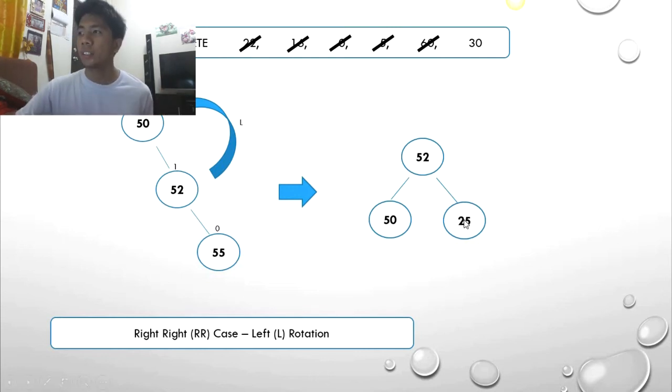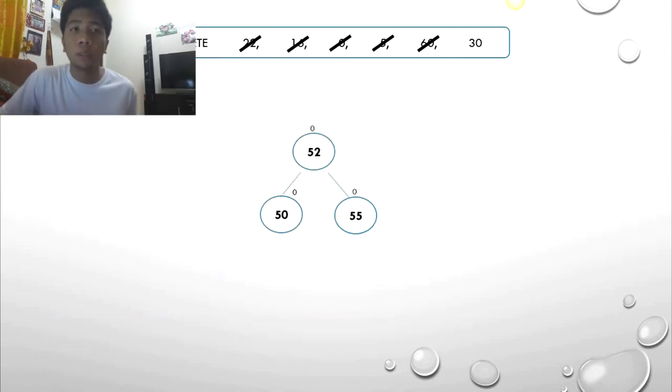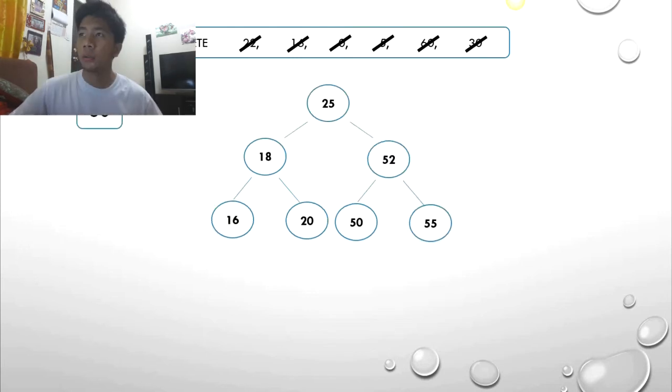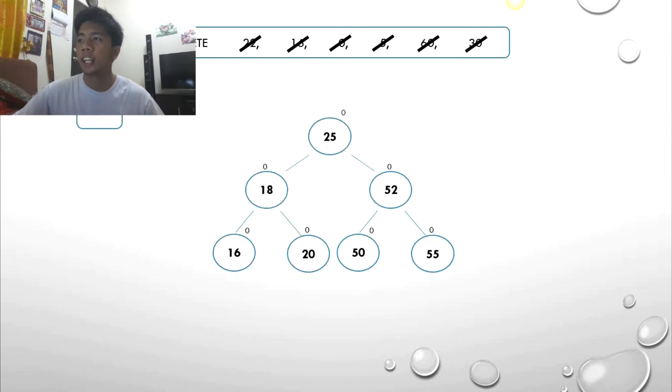Let's check if this is balanced. Since 52, 50, and 55 are balanced, we may now proceed on combining it to our AVL tree. So we have already deleted 30. Now let's check if this tree is balanced. There you go. We've just calculated the balance factor of each node, and we have 0 as the balance factor of each node. And there you go.